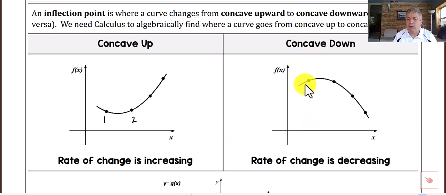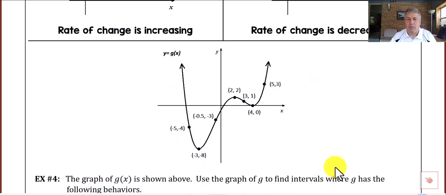This graph here on the right is concave down. The rate of change is increasing, and you can see here we go from an increasing rate of change to a decreasing rate of change. So concave up versus concave down.